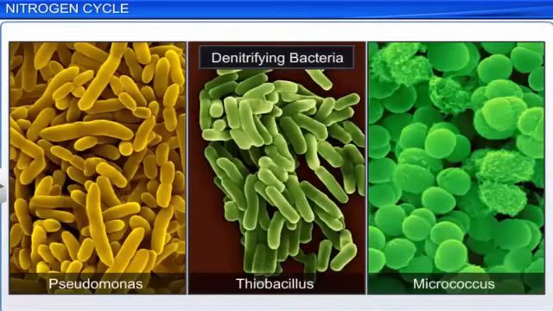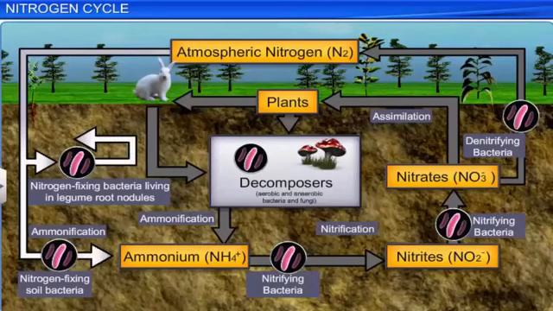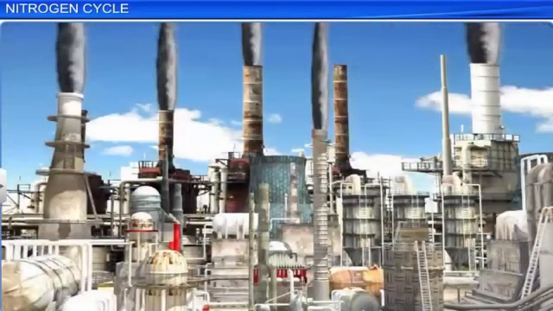Examples of denitrifying bacteria are Pseudomonas, Thiobacillus, and Micrococcus. Now let's quickly recap the nitrogen cycle. Atmospheric nitrogen is fixed into ammonia biologically by microorganisms. Industries, forest fires, automobile exhaust, and power generating stations also release oxides of nitrogen into the atmosphere through combustion.